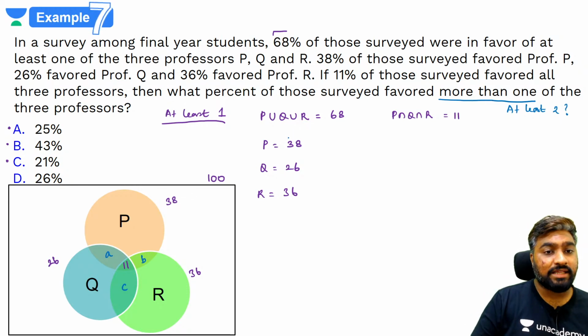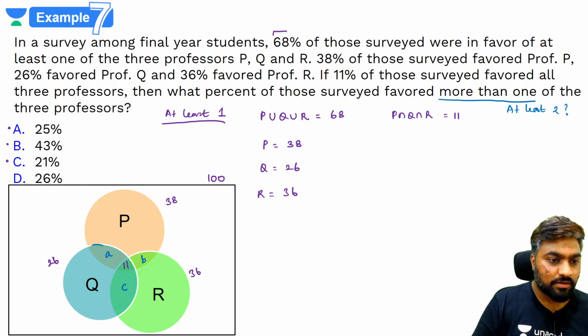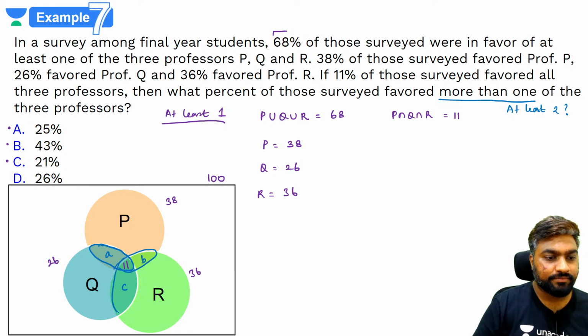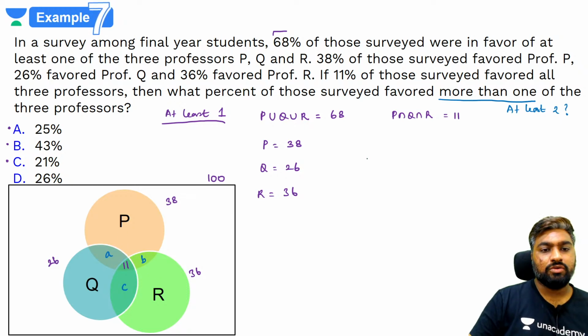So first, let's find out the intersection. A, B, C. A plus 11. This is A plus 11. This is B plus 11. This is C plus 11. Okay? Please keep that in mind.